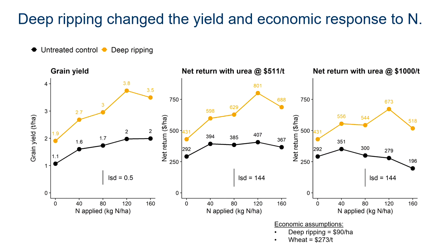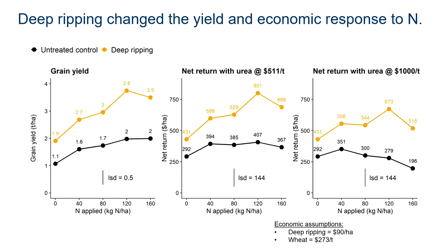When we look at economics, the differences fall out, I guess, more clearly. Based on the recent increase in fertiliser prices, I've priced 2 scenarios here. The first, the middle figure, is net return with urea at $511 a tonne, the 5-year average leading into this year. And that's also costing deep ripping at $90 a hectare, so the upper end of what you would cost for that operation. The figure on the right-hand side is with urea at $1,000 a tonne. In both cases, the interaction was significant.